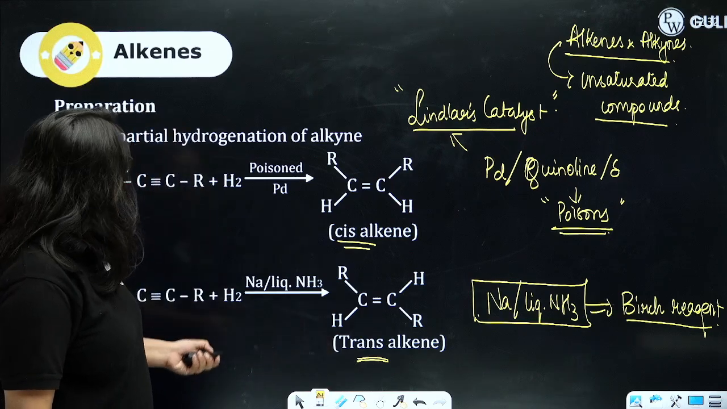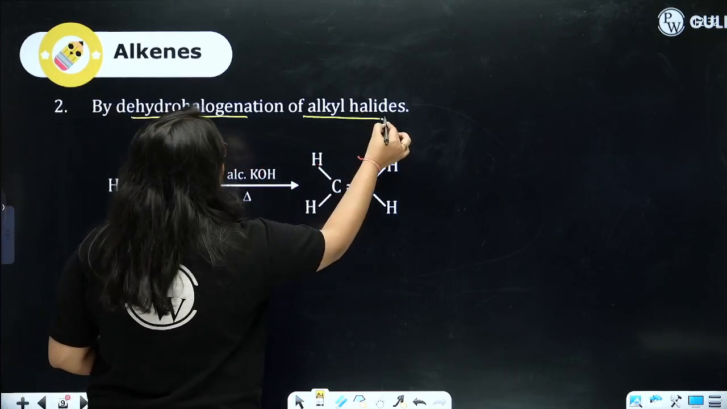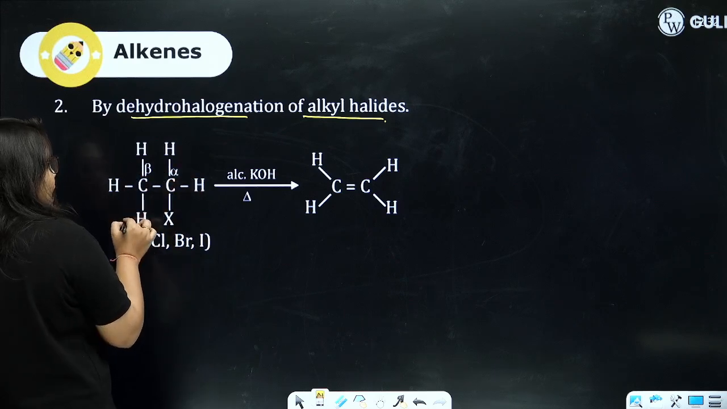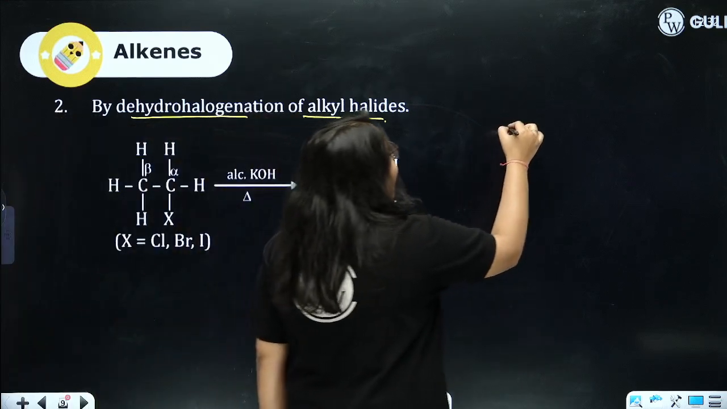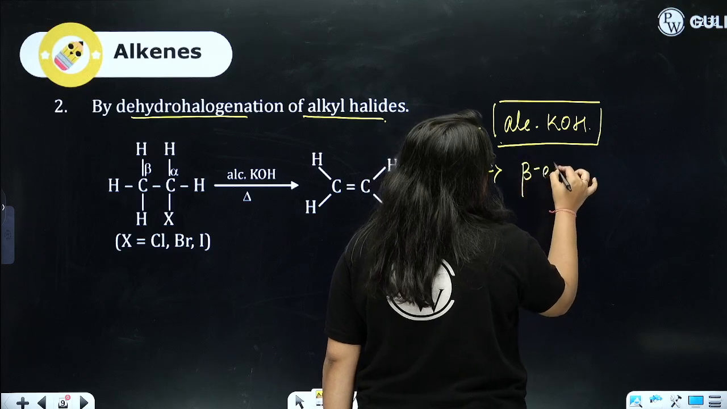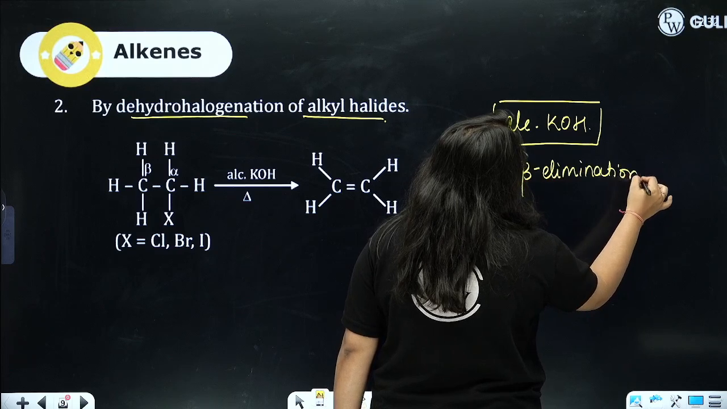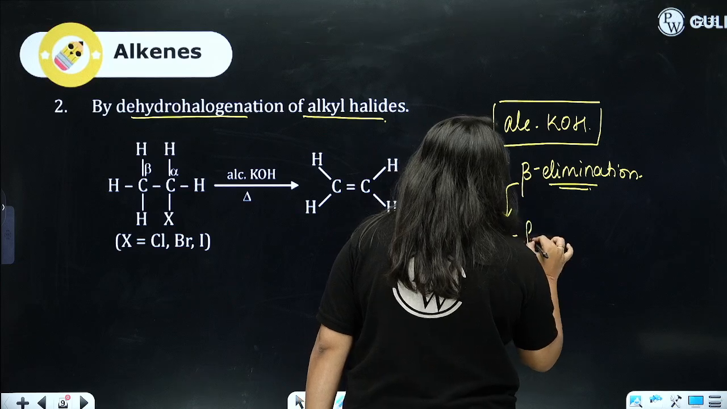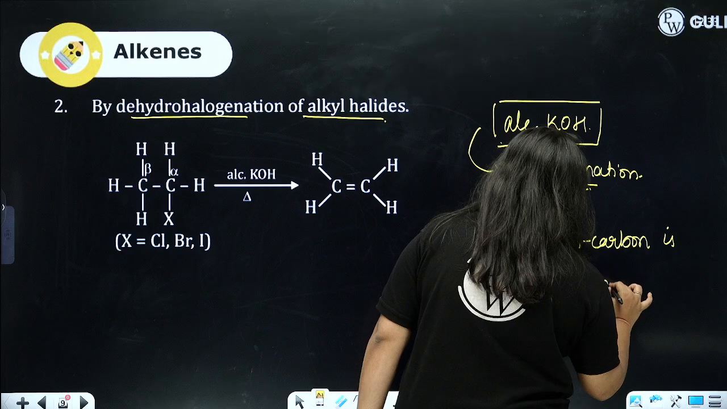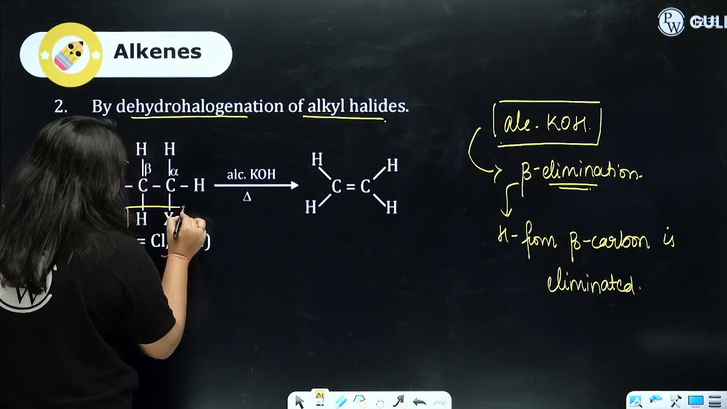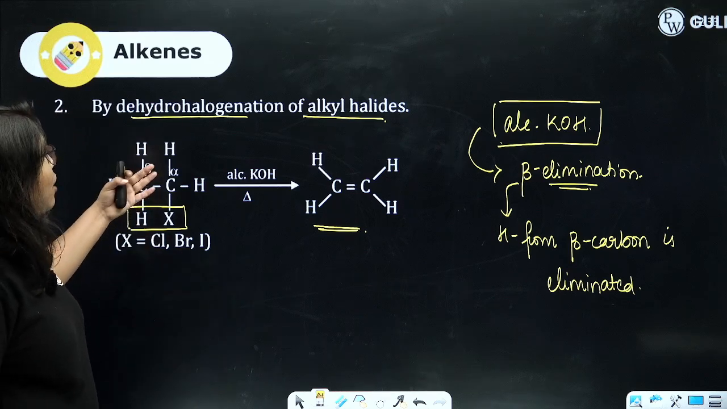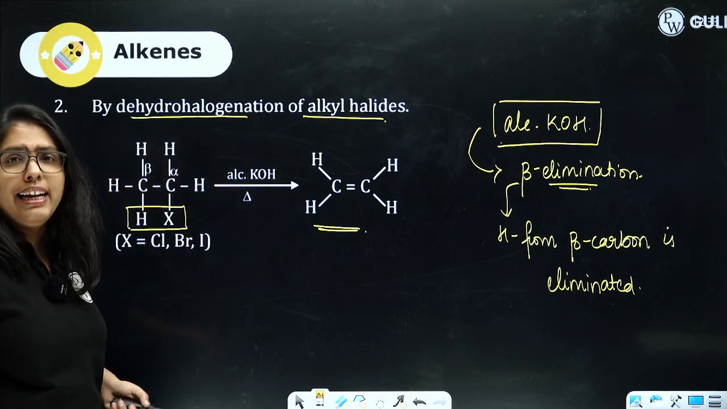Okay. Now, moving on, by dehydrohalogenation of alkyl halides, I've already told you, the carbon directly attached to a functional group is alpha carbon and the one adjacent to it is beta carbon. Now, in the presence of alcoholic KOH, always remember, when alcoholic KOH comes into picture, elimination reaction, beta elimination to be precise, takes place. Why beta? Because the hydrogen from beta carbon is eliminated. All right. So that is exactly what happens over here. Beta elimination takes place and you will get your alkene. And this is how you prepare alkenes from alkyl halides.